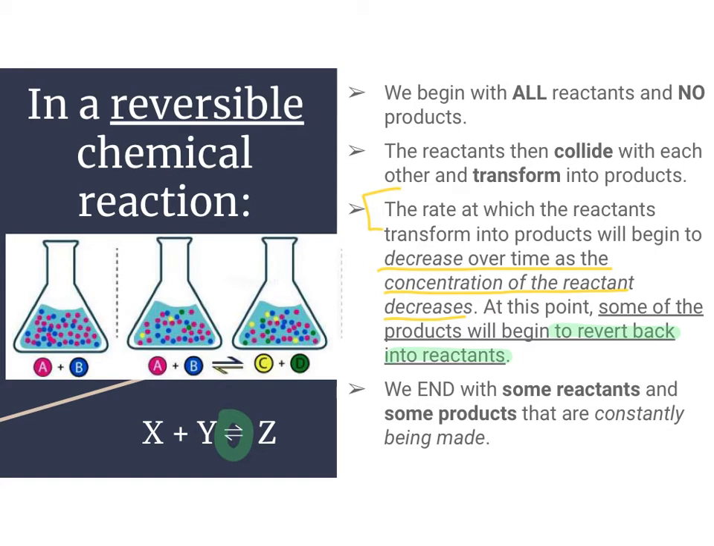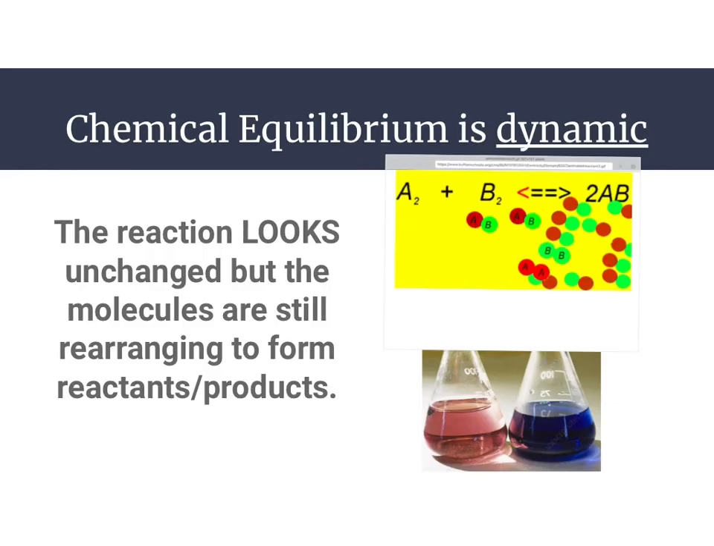What we end with is not all products. We end with some reactants and some products that are, and this is important, constantly being made. Let's investigate that constantly being made. That process is called dynamic. Chemical equilibrium is dynamic. That means constantly changing. But to us, what we see is we don't see anything happening. It looks the same to us, but we can't see molecules.